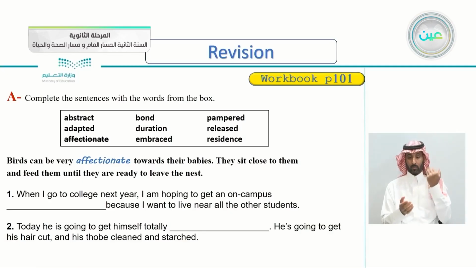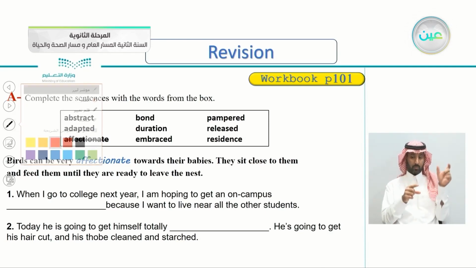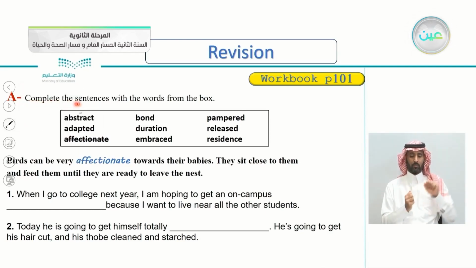But before we do that, please open your workbooks, page 101, exercise A here. Complete the sentences with the words from the box. So you can see here the words abstract, adapted, affectionate, bond, duration, embraced, pampered, released, and residence. And you notice here, affectionate is already taken by the example here.